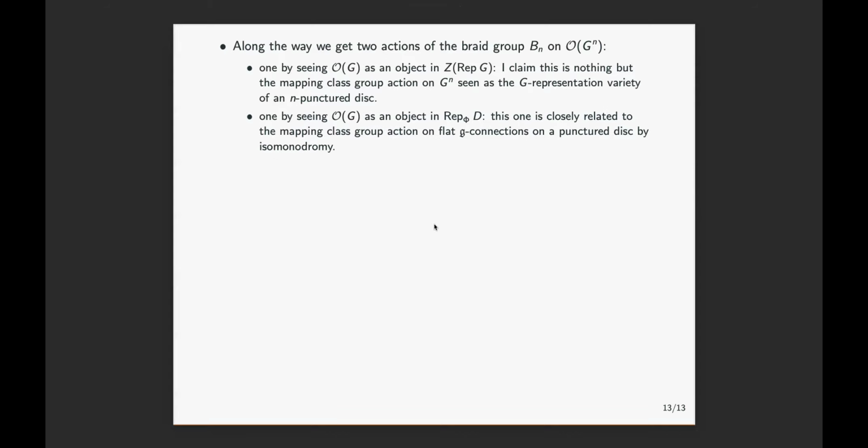And then there is another action that comes from seeing O of G as an object in this category that you construct from the Drinfeld associator. And I claim that this one has something to do with the isomonodromy action on flat G-connections, again on the punctured disk.